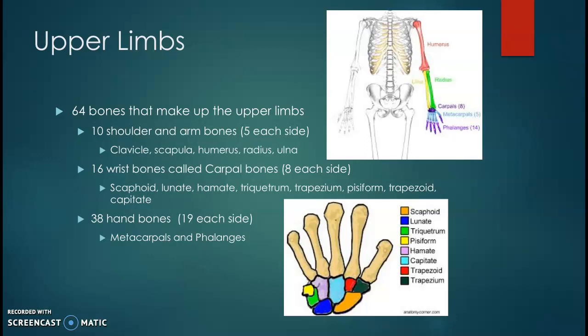And then finally, there are 38 bones in the hand itself, and that is 19 on each side, and that includes the metacarpals and the phalanges. In the phalanges, you will get your 3 different types of tiny little bones that are the distal, intermediate, and proximal phalanges. And they're just little bones that people sometimes forget about, but they're there.